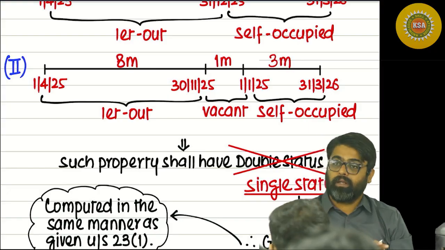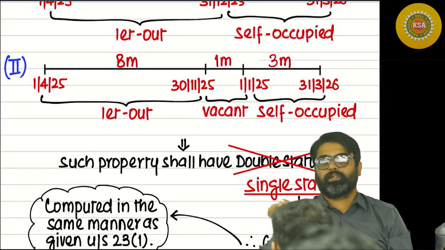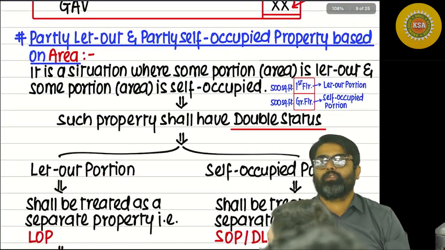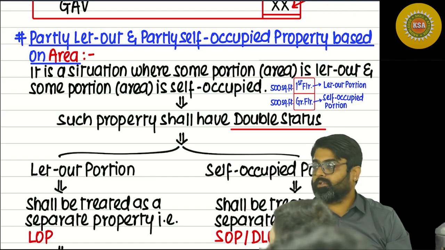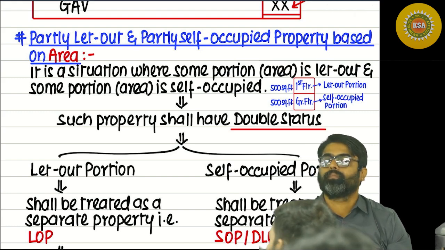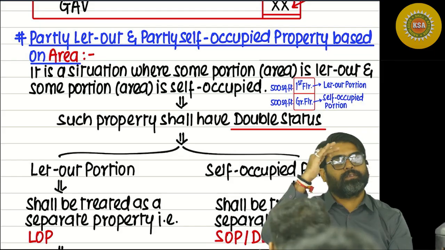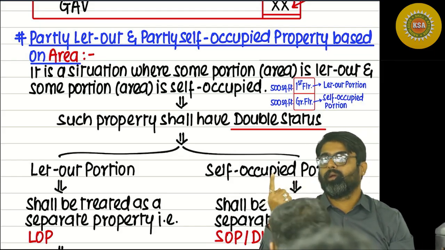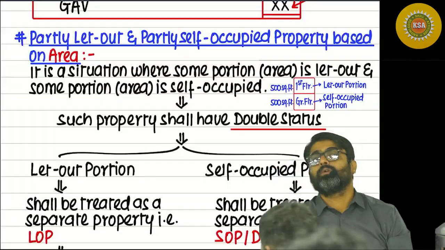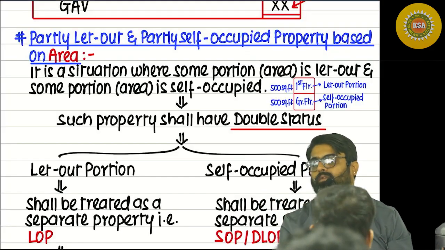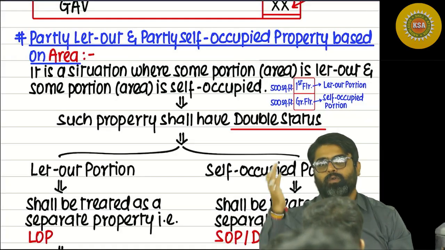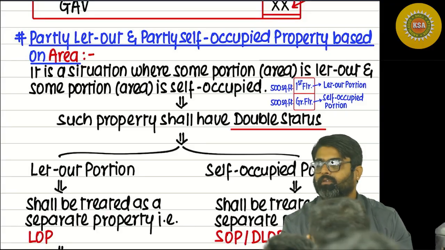So this was partly let out, partly self-occupied based on time. You are supposed to solve the answers like this. Okay. Now we'll go to partly let out, partly self-occupied based on area. Based on area means what? Ground floor, first floor of the same property. Can you have one property having ground floor also and first floor also? Ground floor let out, first floor self-occupied. Ground floor let out, first floor possible, not possible?